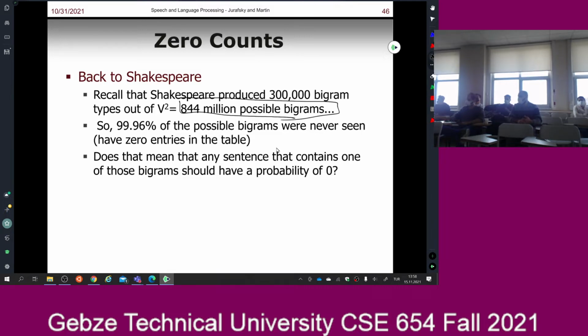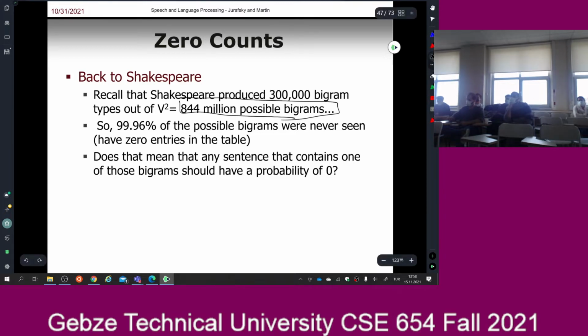Shakespeare didn't live long. Even if he lived long, there is no way that he could have used all possible bigrams. Some of them are not really possible. Some of them are really, really rare. So almost 99.96% of these possible bigrams were never seen. They are zero entries in the table.